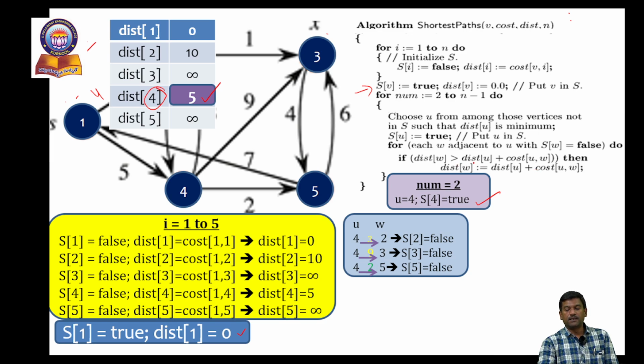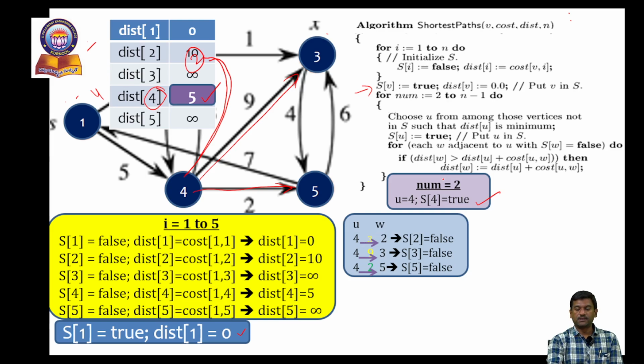For each w adjacent to u, that is from 4, what are the various vertices that we can reach? That is the edges. From 4, there is an edge connected to 2. Of course, vertex 2 should be present. From 4, we can go to 3. And from 4, we can connect to vertex 5. The same thing is represented. Those are the adjacent vertices.